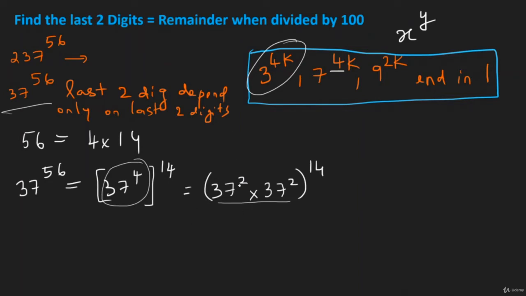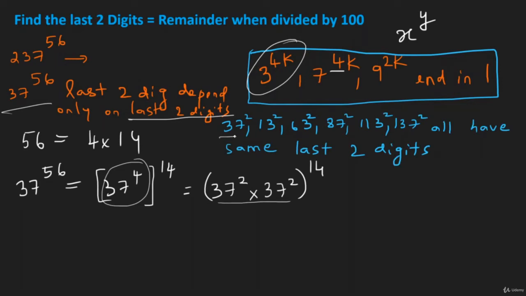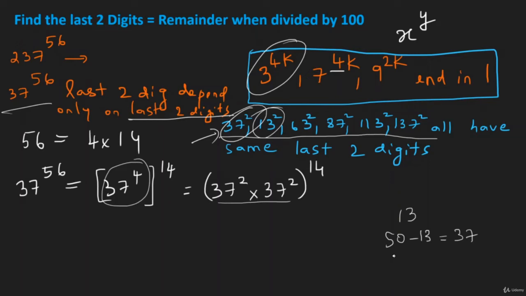Now, we are only interested in the last two digits, and there's an interesting thing that you can note over here. 37 square, 13 square, 63 square, 87 square, 113 square, 137 square, all will have the same last two digits. So what is this set of numbers? Say you have 13, that's this one over here, 13 square. If you do 50 minus 13, you will get 37. That's 37 square over here. If you do 50 plus 13, you will get 63. That's 63 square over here.